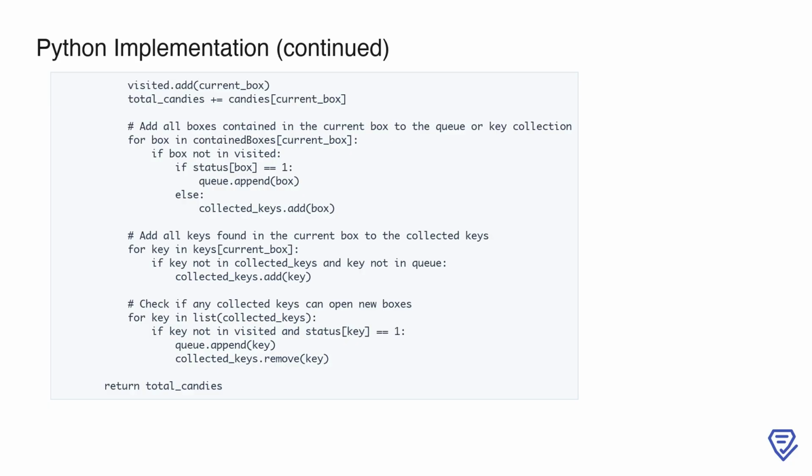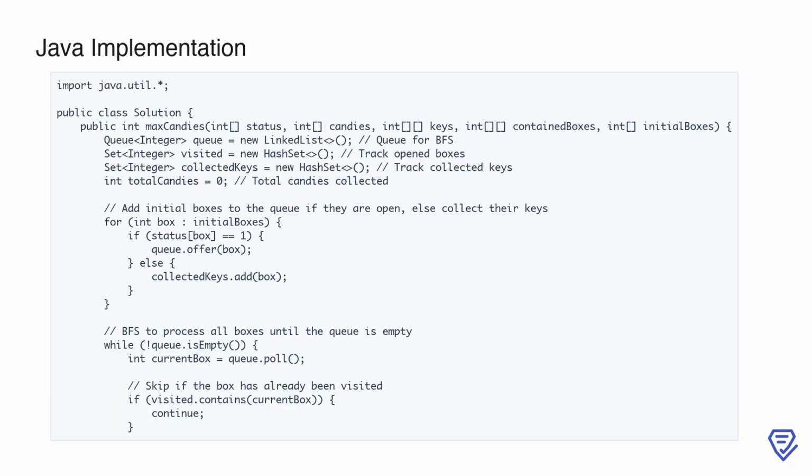Once the queue is empty, meaning there are no more boxes to process, we return the total number of candies collected during this process. This way, the algorithm ensures we collect the maximum candies possible while efficiently managing the exploration of boxes and keys. Here, we start by importing the necessary Java utilities and defining our solution class.